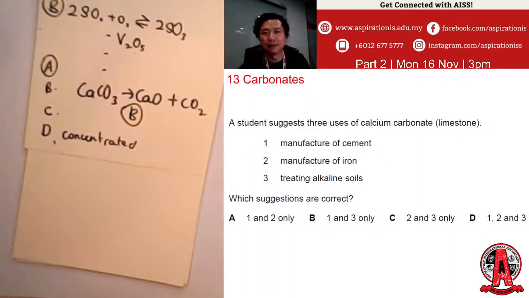Okay, another one. Another one. What do you think? The use of limestone. Textbook question, right?